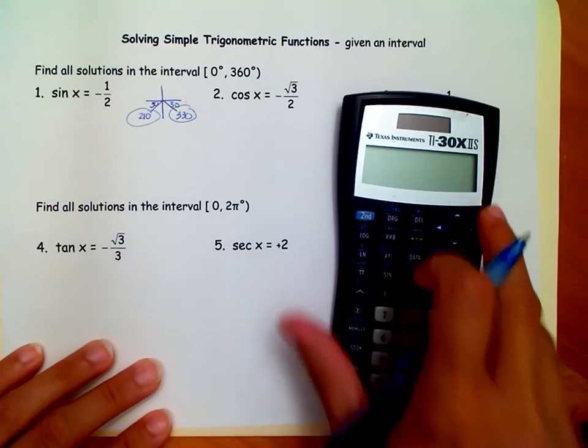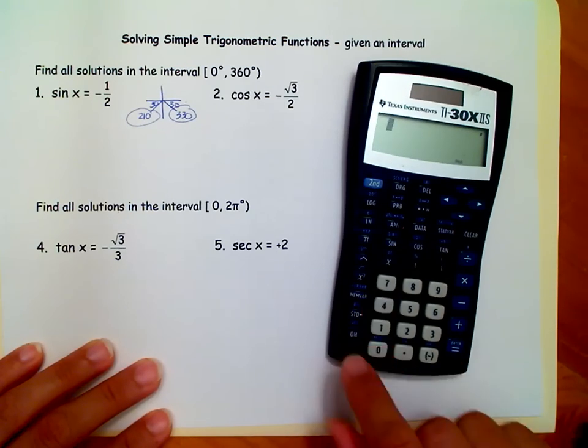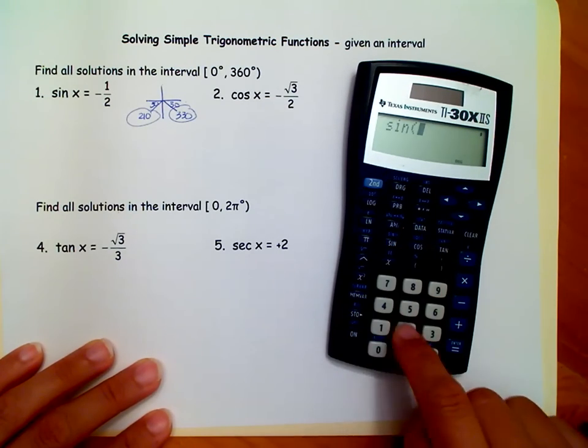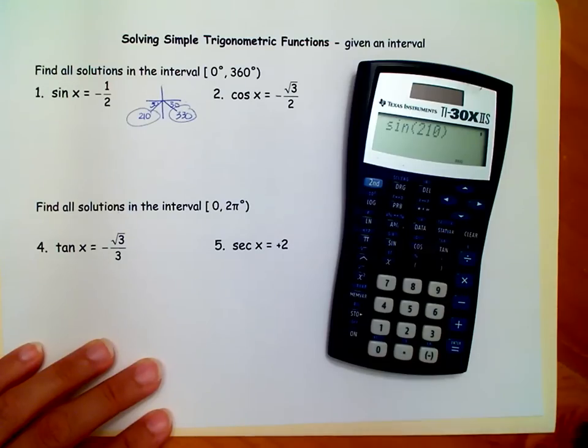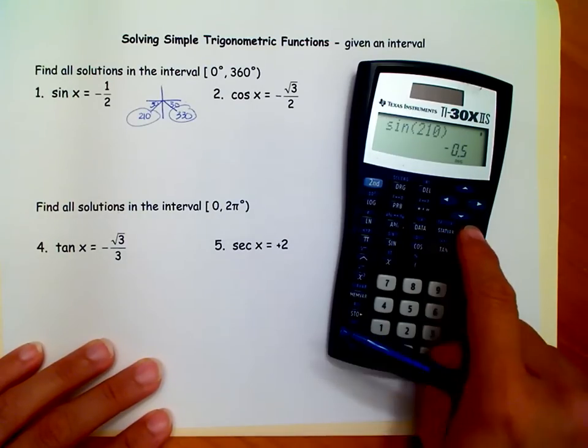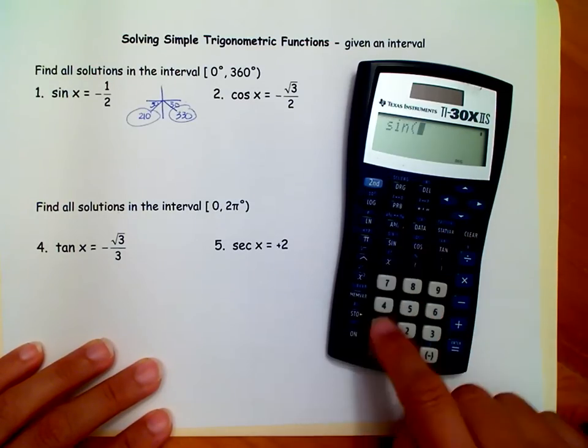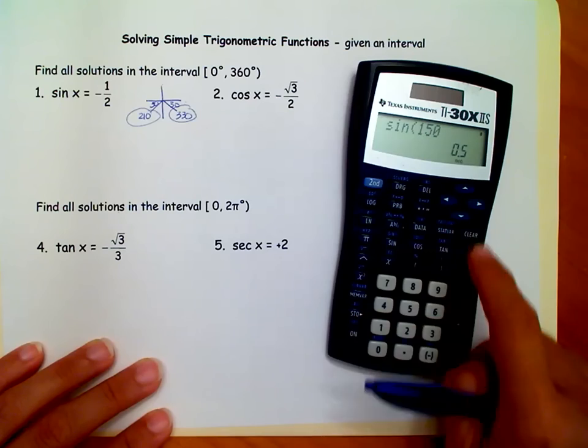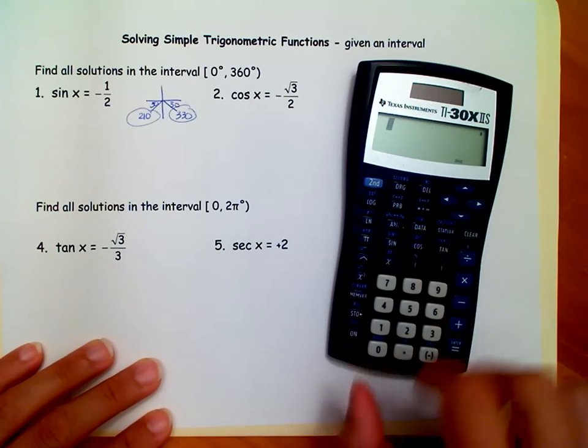And if you're not sure, you could always just get out your calculator and say sine of 210. And that's -1/2. And if I had made that mistake and then checked, if I had said 150, then we would have seen that it was +1/2 and known that I'd done something wrong.